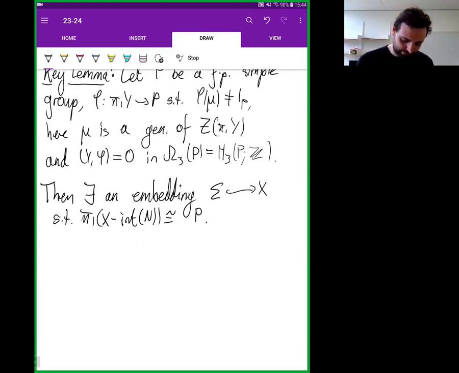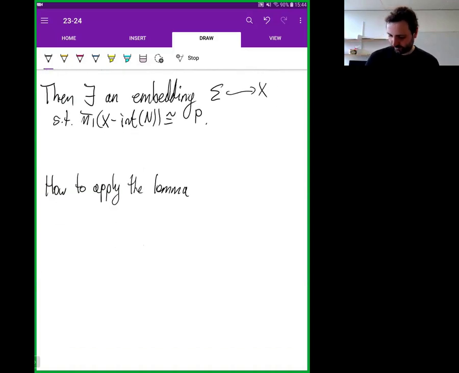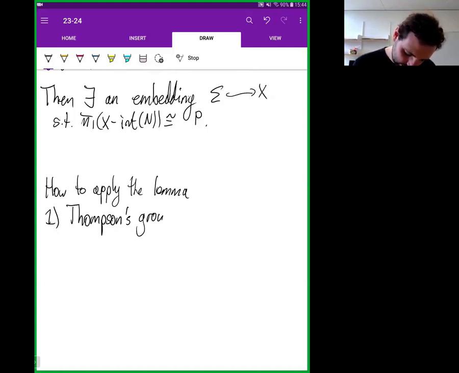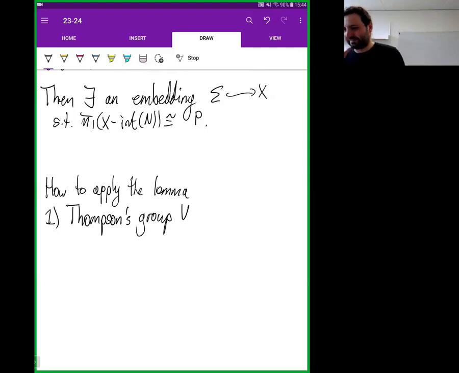Okay, so how to apply the lemma. There are two examples. The first gives you an infinite group, and the second gives a family of finite groups as well. The first example comes from Thompson's group V. What this actually is isn't super important, but it's widely studied in mainstream geometric group theory, and lots of generalizations of it show up everywhere. So this is a pretty natural object for people to think about.